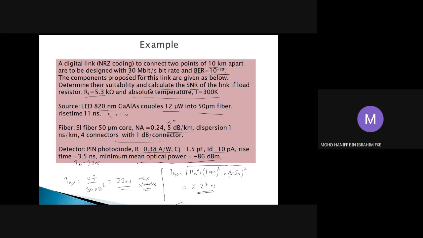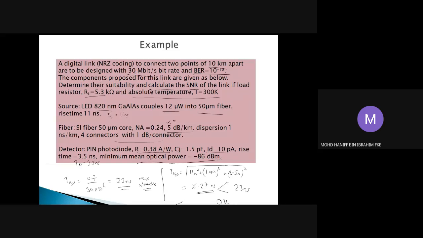Okay, so that should be the first method, based on the rise time budget analysis. I can just note here that this 15.27 is smaller than 23 nanoseconds, so this is okay. Next, let us proceed with the power budget analysis.